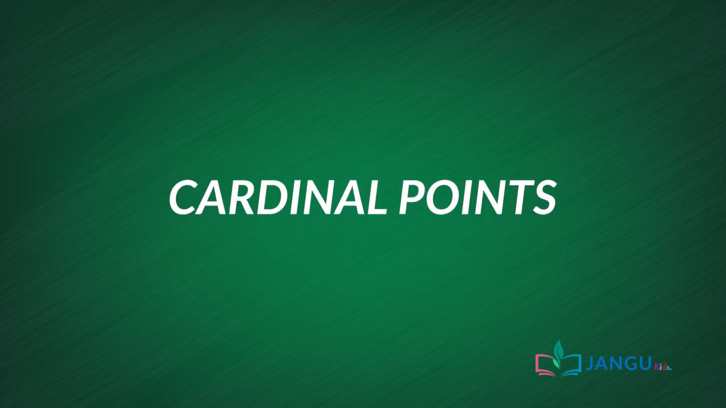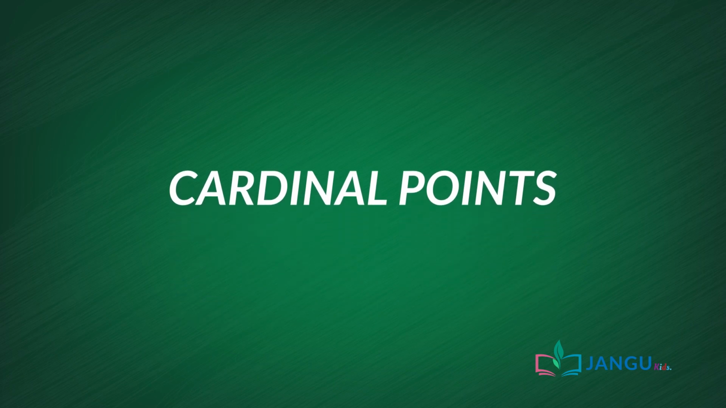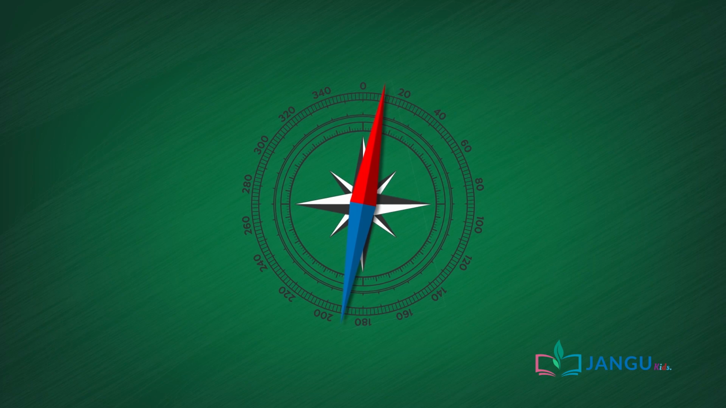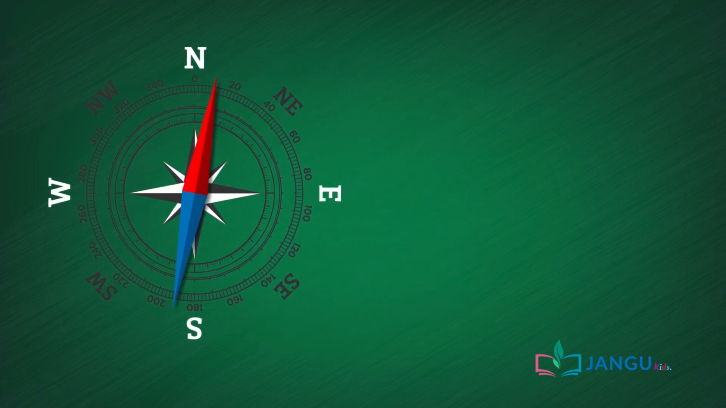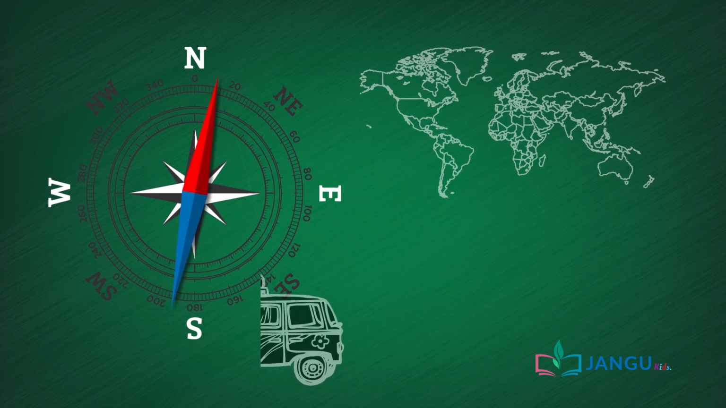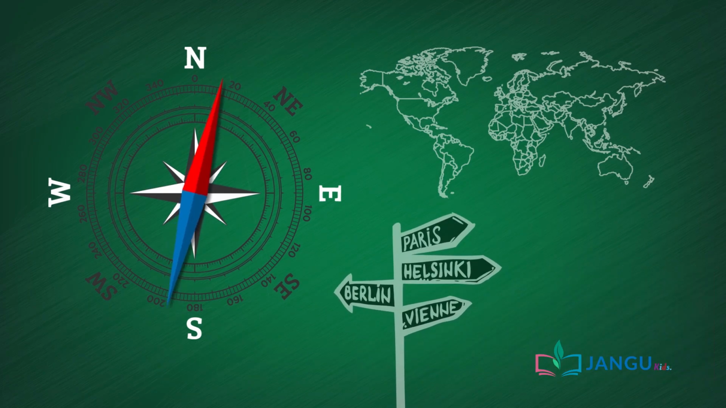Now moving on, let's learn about cardinal points. Cardinal points are 4 main points of the compass. They are north, east, south, and west. The points between the cardinal points are called secondary cardinal points and are northwest, northeast, southwest, and southeast. These cardinal points help us when we are reading a map, driving, or giving directions to a place.